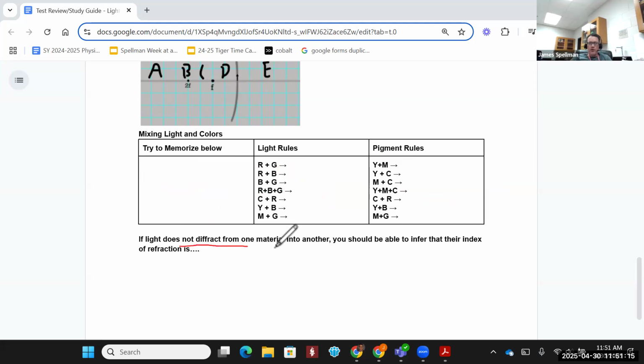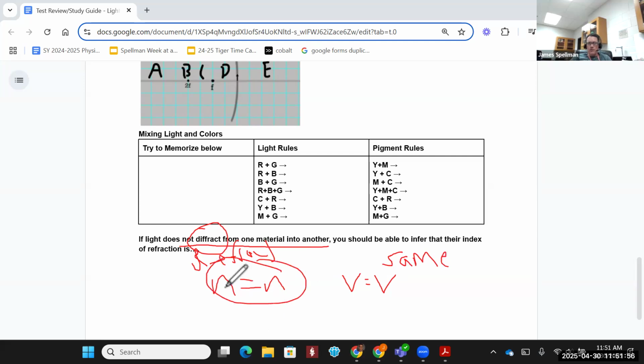If light does not diffract if it goes from one material to another, that means they should have the same n values, which means they should have the same velocity, which means that they shouldn't change direction. And if they don't change direction, actually, I should have put refract right here. Whoops, not diffract. I should have put refract right here. Again, hopefully you're listening to this and not just turning things in. We should infer that their index of refraction is basically the same, equal to one another, identical.